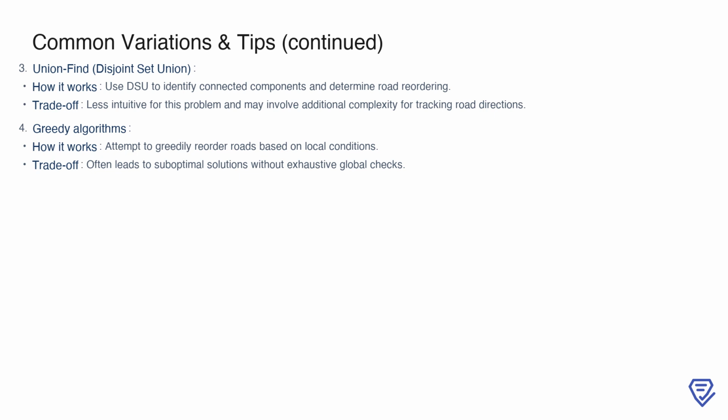Other potential approaches include union find and greedy algorithms. Using a union find, or disjoint set union, can help identify connected components and determine necessary road reorders. However, this method can be less intuitive for this specific problem and may require additional complexity for tracking road directions. Greedy algorithms might attempt to reorder roads based on local conditions, but they often fail to account for the global requirements of the problem, leading to suboptimal solutions. These approaches are worth exploring, but they come with trade-offs that might make them less ideal compared to BFS or DFS for this particular challenge.